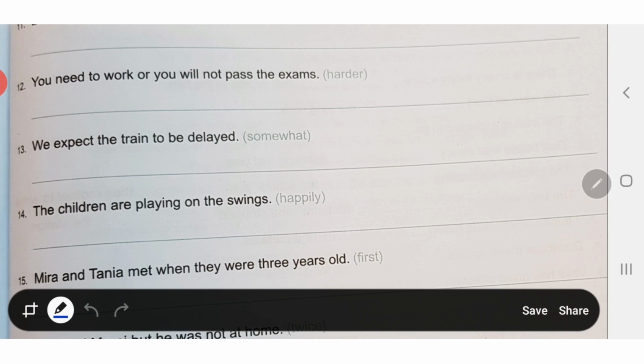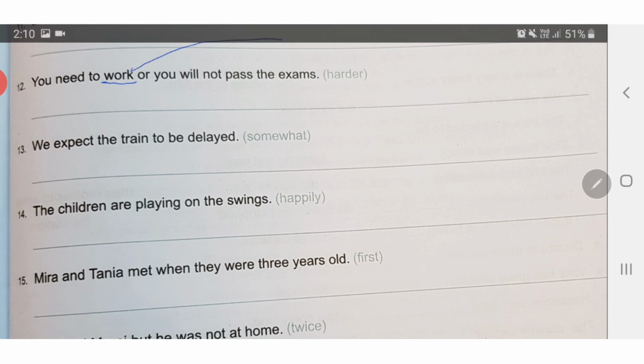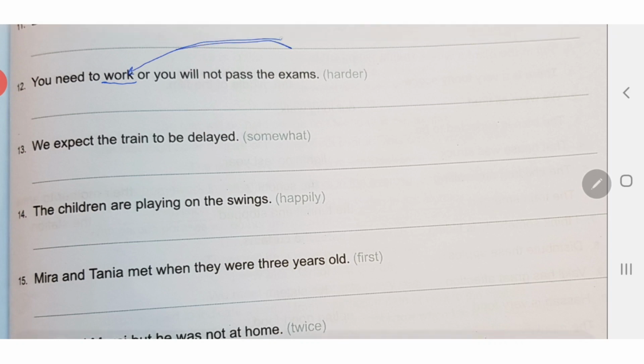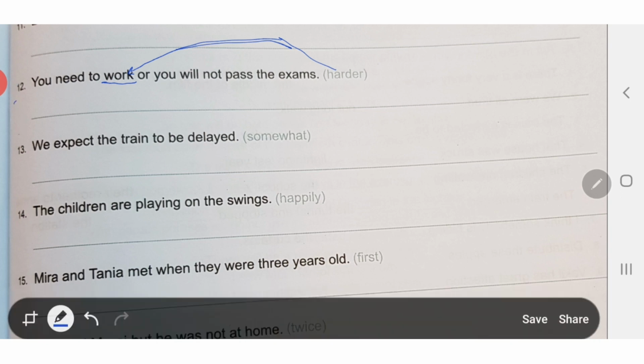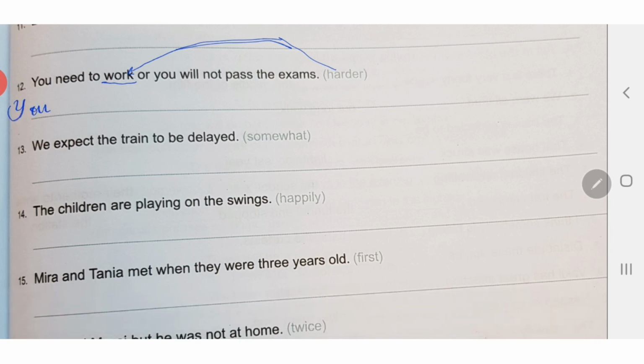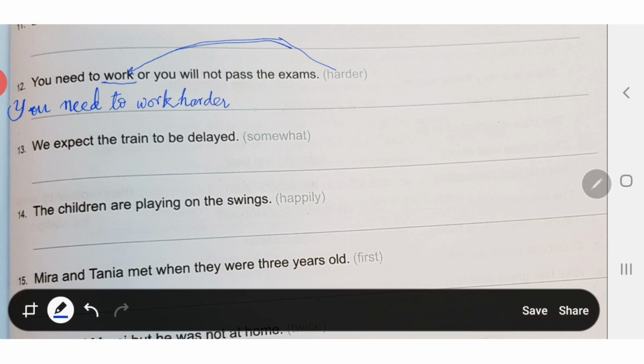You need to work or you will not pass the exams. Bracket says harder. Harder is the adverb given here. So students, tell me what is the main verb here? Yeah, exactly. This is the main or action verb given. Like I told you, it will be placed after the main verb. So it will become: you need to work harder.